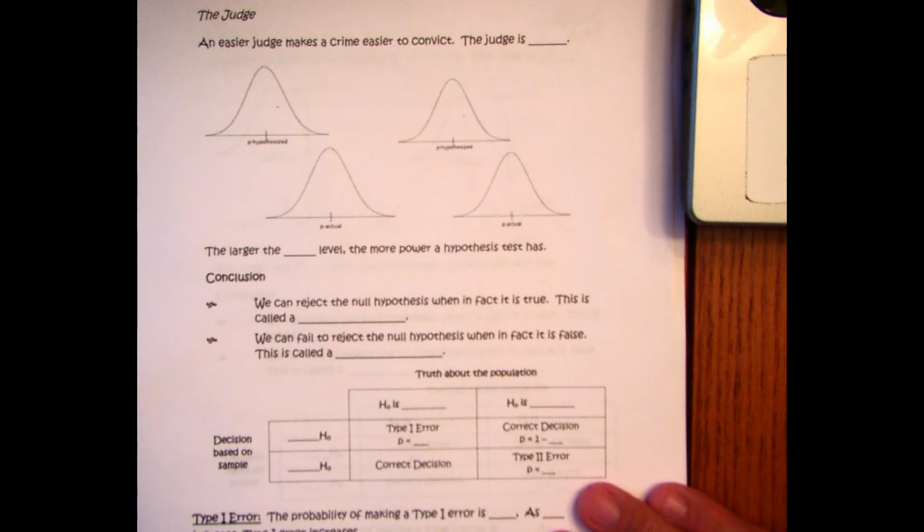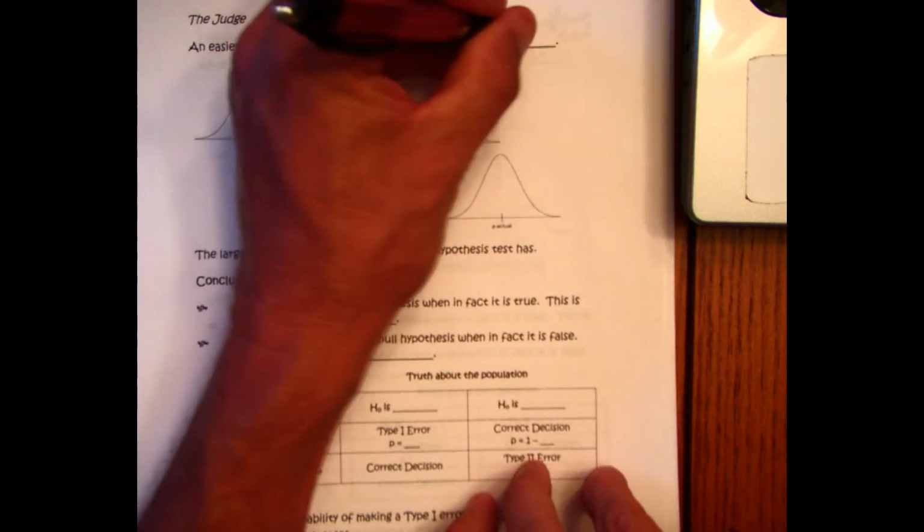Okay, so let's now look at the judge. What does the judge do in the case? Well, the judge is the factor in the courtroom that sets the burden of proof required to convict the defendant. So the judge in our hypothesis test is alpha. So if we set our alpha level at 0.05, that's our level of significance. Well, this is beta. This is power.